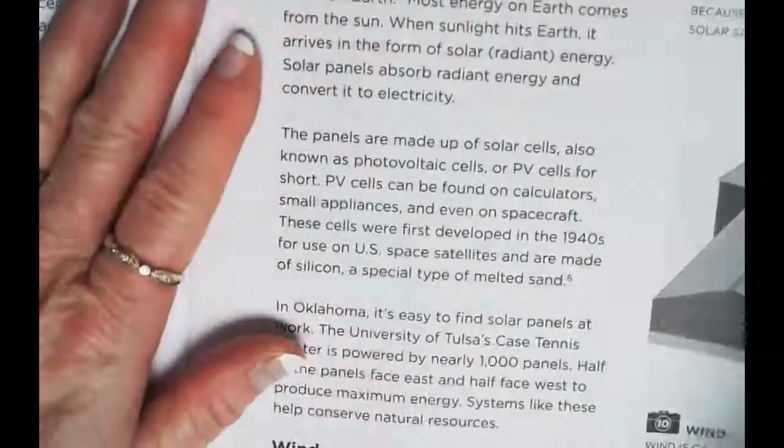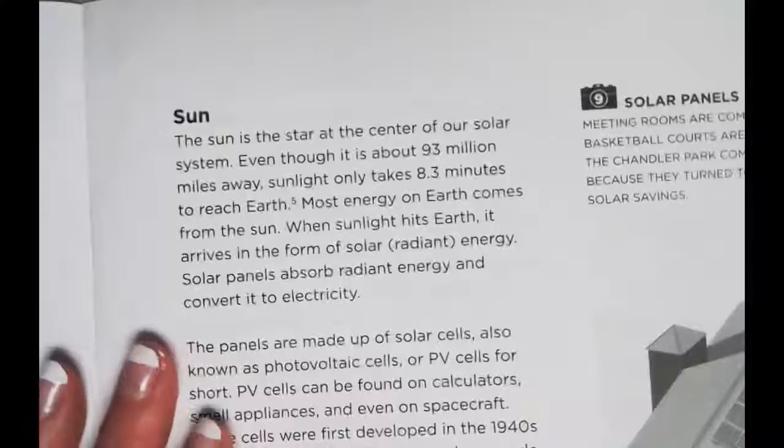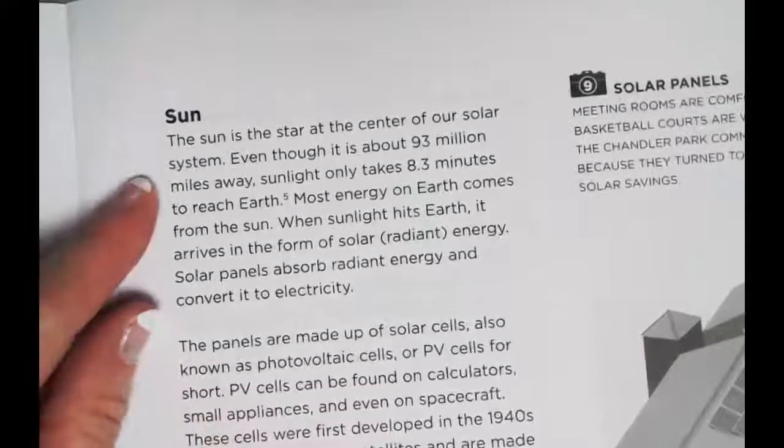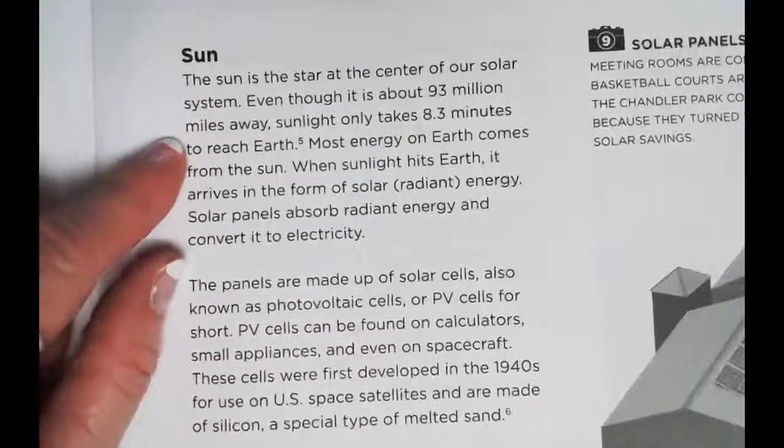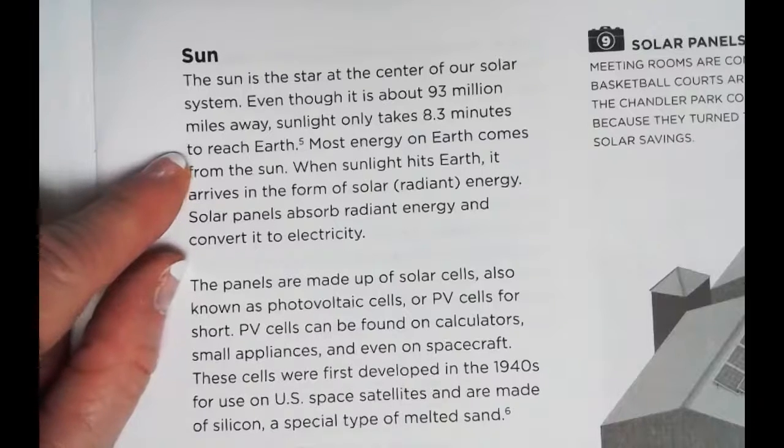Okay, here we go on sun, right? The sun. Okay, Asher, you haven't read. Go for it. The sun is the star at the center of our solar system. Even though it is about 93 million miles away, sunlight only takes 8.3 minutes to reach Earth. Okay, think about that, guys. 8.3 minutes. That's a long time.